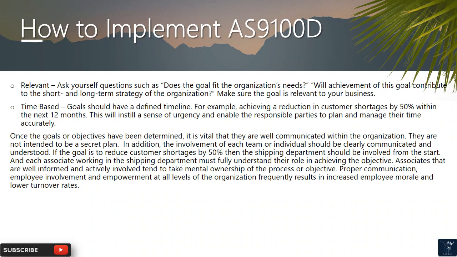Associates that are well informed and actively involved tend to take mental ownership of the process or objective. Proper communication, employee involvement, and empowerment at all levels of the organization frequently results in increased employee morale and lower turnover rates.